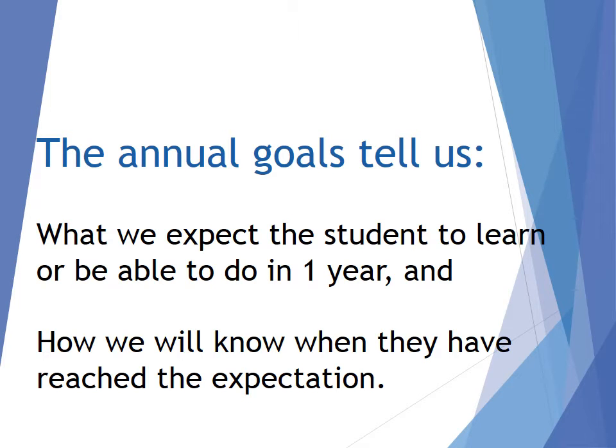The annual goal tells us what we expect the student to learn or be able to do in 1 year. The amount of progress should be reasonable, taking into account the student's ability and assuming appropriate, intensive, and effective individualized instruction. The annual goals also tell us how we will know when the student has reached that expectation. Every goal must have an observable behavior and a specific criteria against which the performance can be reliably assessed by multiple evaluators.